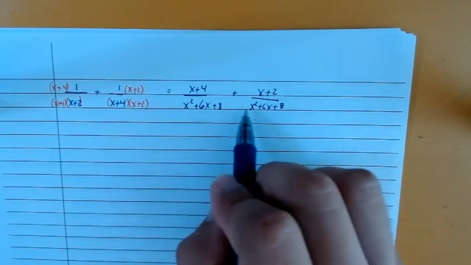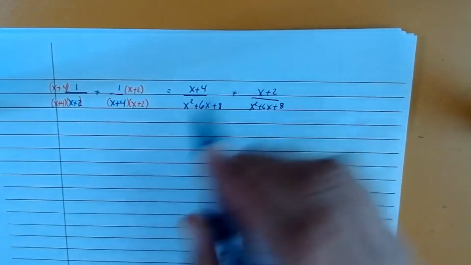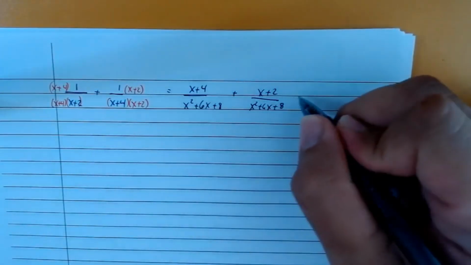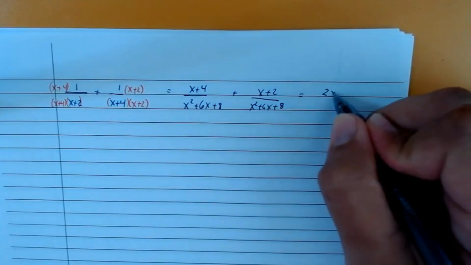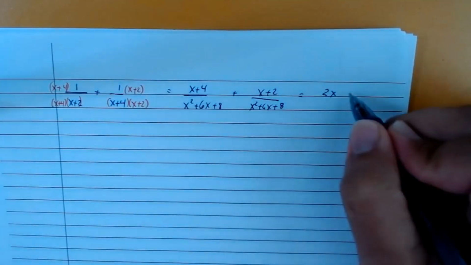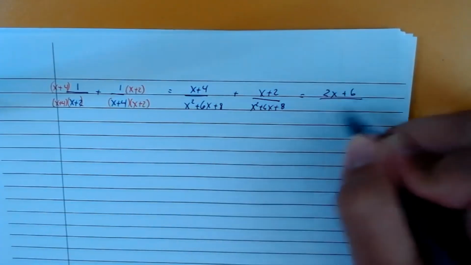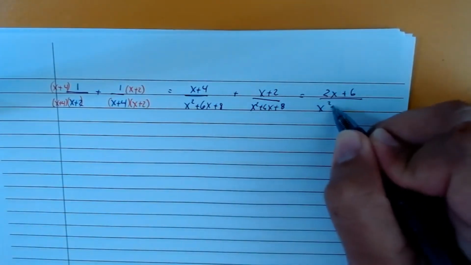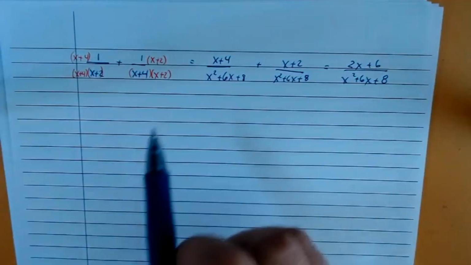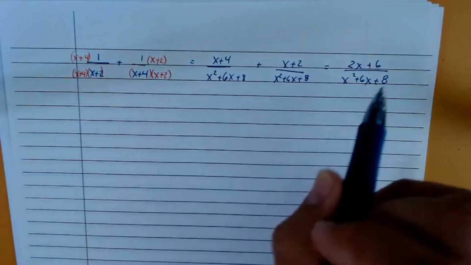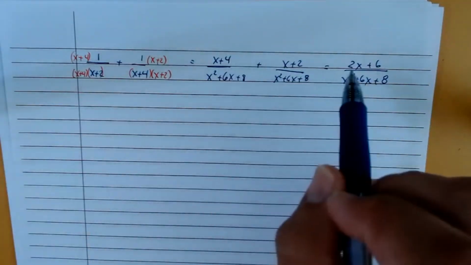And since now you have a common denominator, you can add simply by adding along the top. So that'll give us x plus x is 2x, and 4 plus 2 will give us 6 over x squared plus 6x plus 8. Okay? So this is nothing more than addition. You find a common denominator, and then you add it along the top.